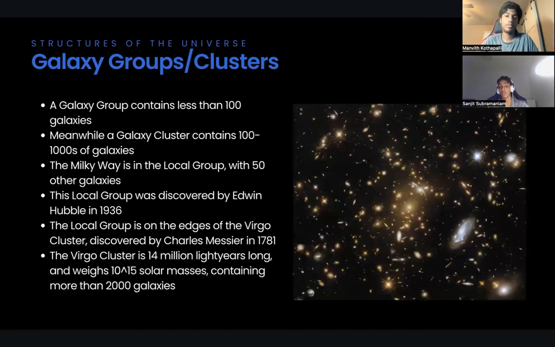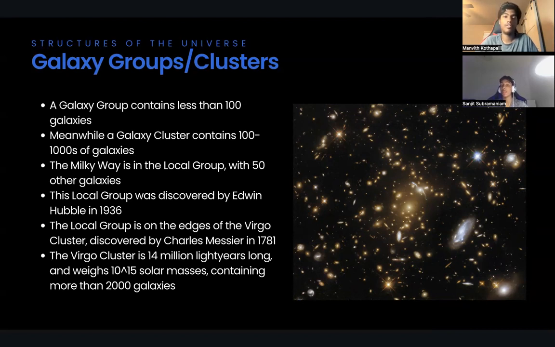Next, we are going to talk about galaxy groups. A galaxy group holds hundreds of galaxies or fewer, and the Milky Way galaxy is in the local group alongside 50 other galaxies. The local group is on the outskirts of the Virgo cluster. The local group was discovered by Edwin Hubble in 1936 in his book The Realm of the Nebulae, and is 10 million light years in diameter. It weighs 10 to the 12 solar masses because of its vast size and the amount of objects it contains.